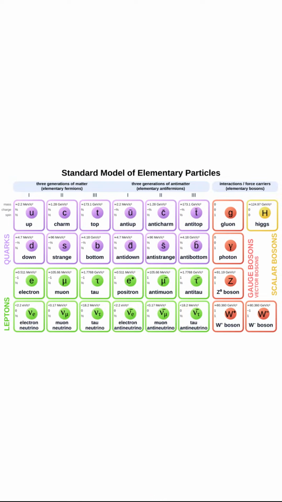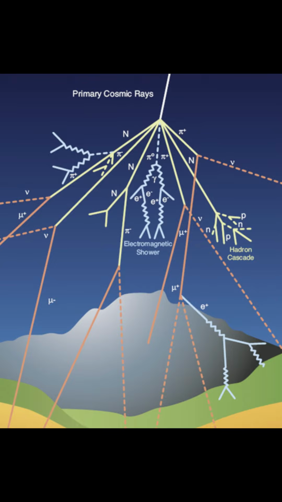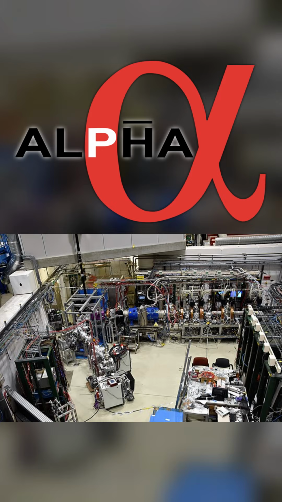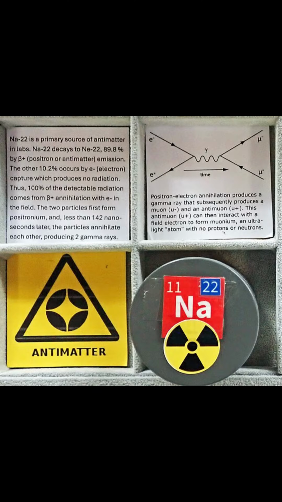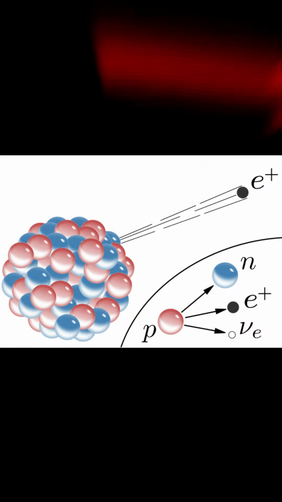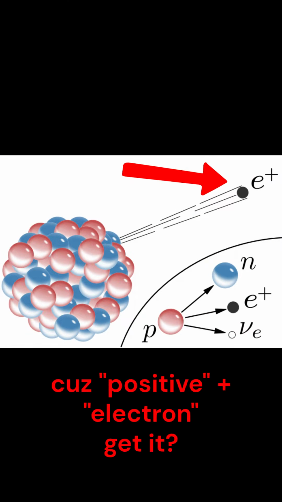Well, that depends on which antiparticle you want to create, because many different reactions produce different antimatter particles. For electrons, for example, it's really easy. In the ALPHA experiment at CERN, the first lab to ever isolate antimatter, they used the radioactive decay of sodium-22 isotopes, which produce anti-electrons, known as positrons.